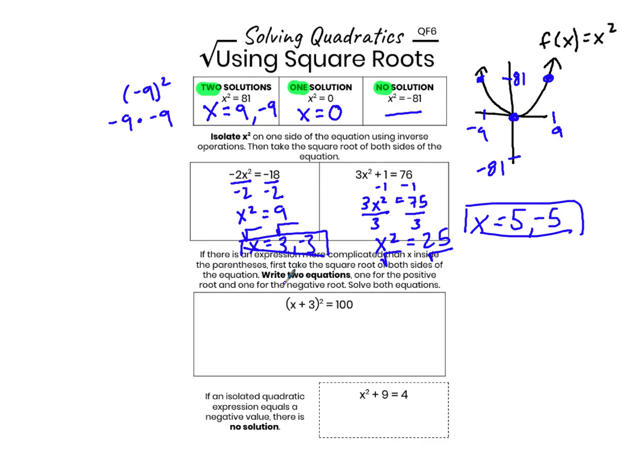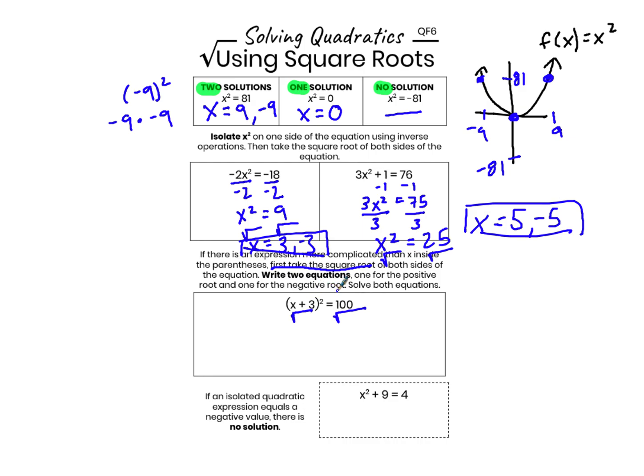Now, when I have a more complicated expression than just x inside parentheses, my first step is different. Now my first step is to take the square root. This makes sense when I think through my order of operations. I have x, I add 3, and then I square that whole thing. So when I'm using inverse operations, the first thing that I need to do is undo the squaring by taking the square root of both sides of my equation.